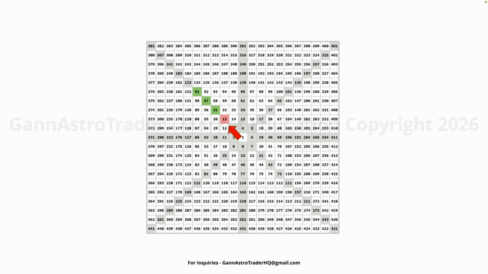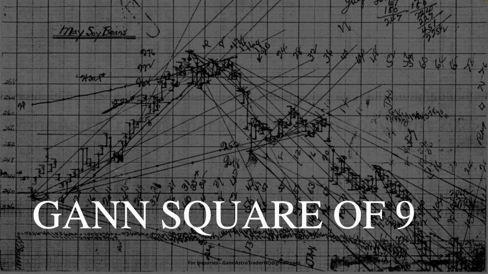Numbers can now be compared by their direction, their angular separation, and their distance from one another. The mathematics remains the same, but the geometric organization reveals patterns that cannot be seen in a simple numerical sequence. That is the idea we will now build step by step. Now, let's examine the structure of the square of 9.